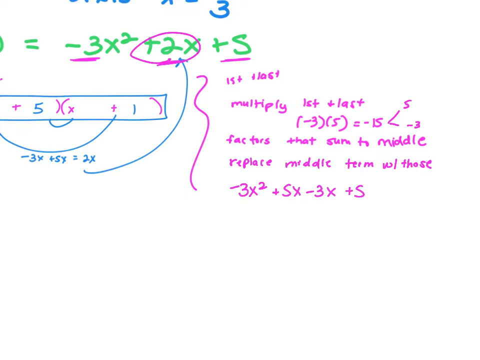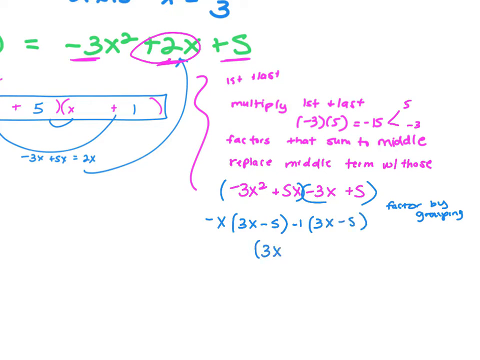Then I've got 4 terms, so I'm going to factor by grouping. From the first set of parentheses, I can take out a negative x, and I get 3x minus 5. Second set of parentheses, I can take out a negative 1, 3x minus 5. Inside the parentheses is the same. And the negative x minus 1 gets grouped together.